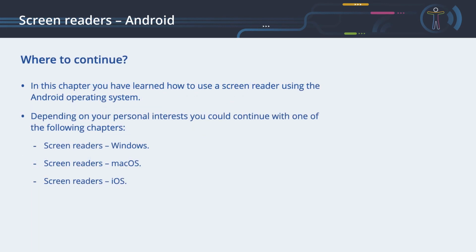Where to continue? In this chapter, you have learned how to use a screen reader using the Android operating system. Depending on your personal interests, you could continue with one of the following chapters. Screen readers, Windows. Screen readers, macOS. Screen readers, iOS.